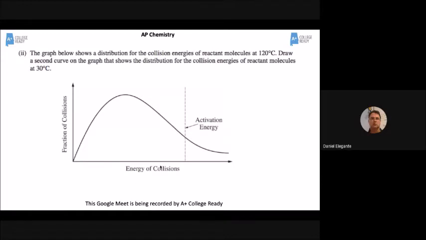The question then goes on to say, okay, so what about this? So here's a distribution for collision energies at 120. What would it look like if it was colder? Now, how do you draw this? Well, remember, this is the graph at 120. So we want to draw it at 30. So remember, when it got colder, we said it's almost like you smush it over to the left. So we want our line to start here. It always starts at 0. It goes up. It needs to go higher than the existing one.